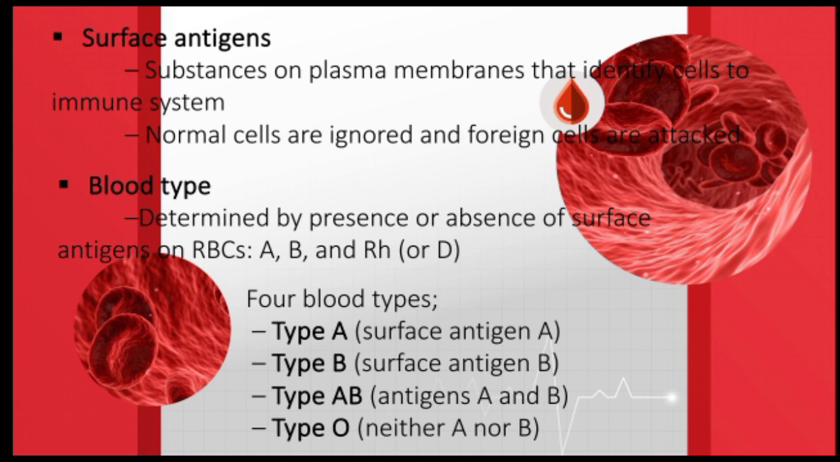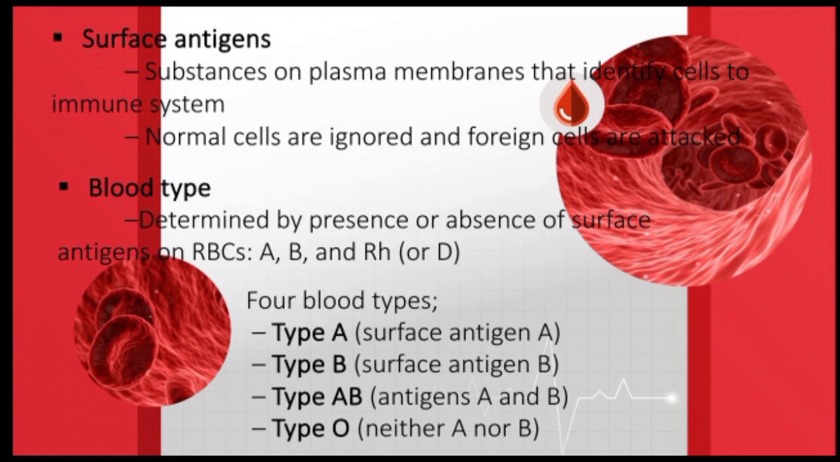It is determined by the presence or absence of surface antigens on red blood cells: the types A, B, and Rh or D. And there are four blood types. Type A, or the surface antigen A; Type B, or the surface antigen B; Type AB has antigens A and B; and Type O has neither A nor B.